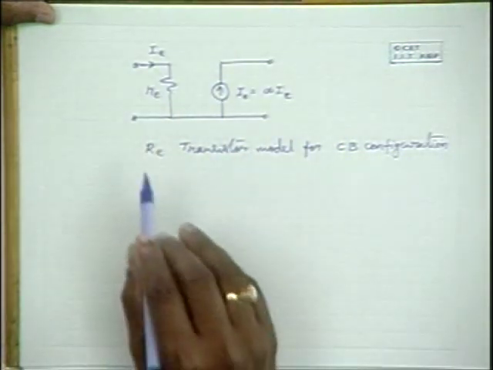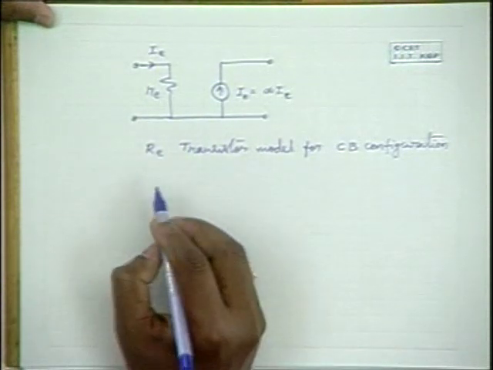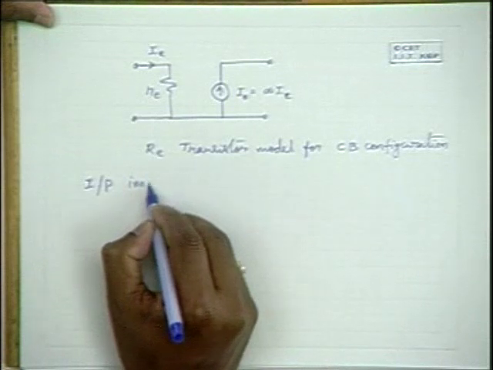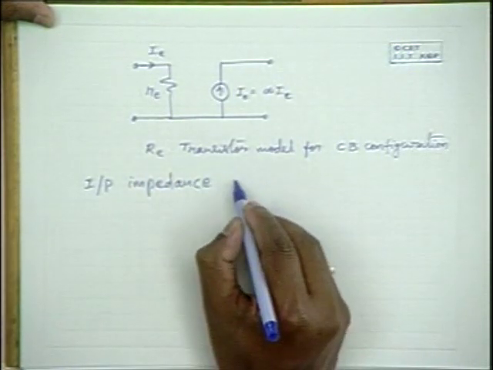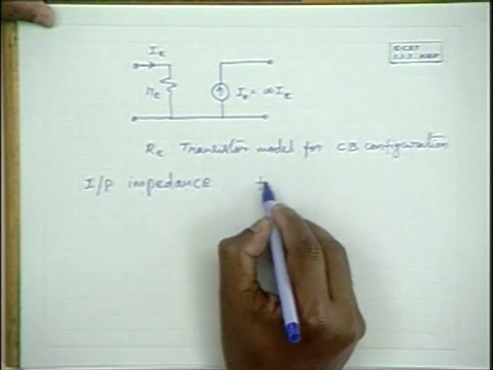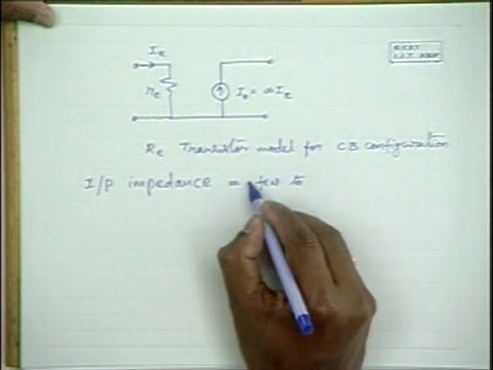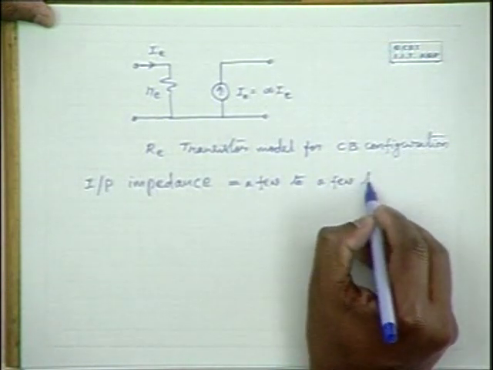So before going to that, let us summarize the characteristics of a common base amplifier. Input impedance is of the order of a few ohms, a few tens of ohms.